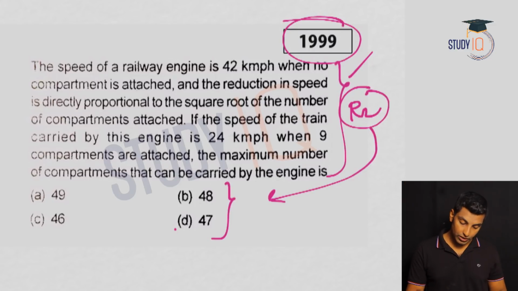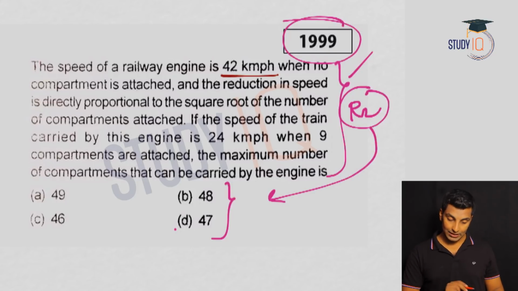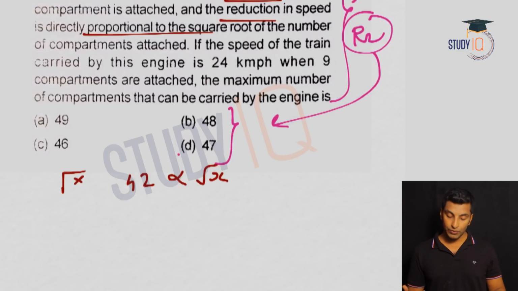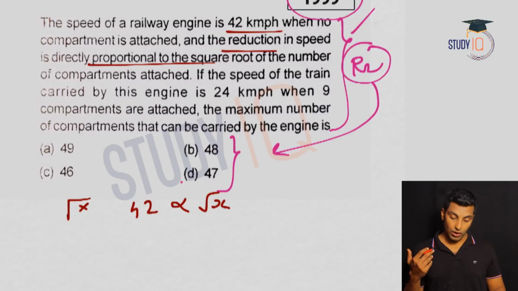Okay, what is given? How will you solve? The speed of the railway engine is 42 km per hour when no compartment is attached, and the reduction in speed is directly proportional to the square root of the number of compartments attached. So suppose the number of compartments is x; the reduction varies as the square root of it. So that's what is actually given: the speed, which is originally 42, varies with the number of compartments, which is root x.